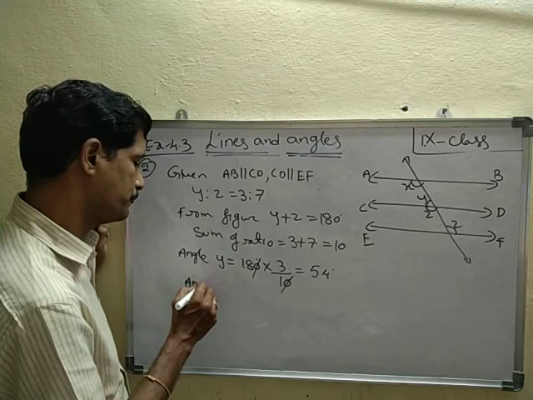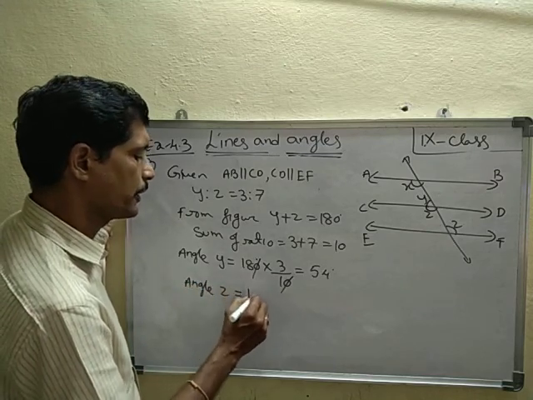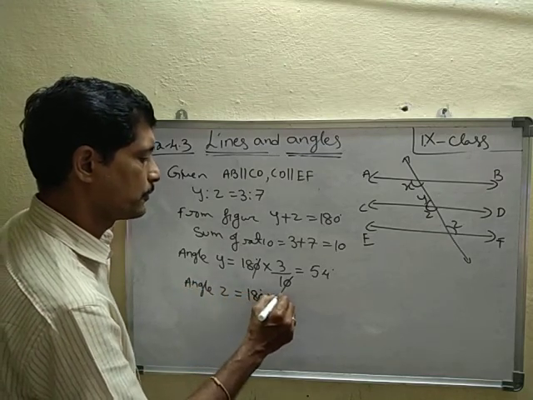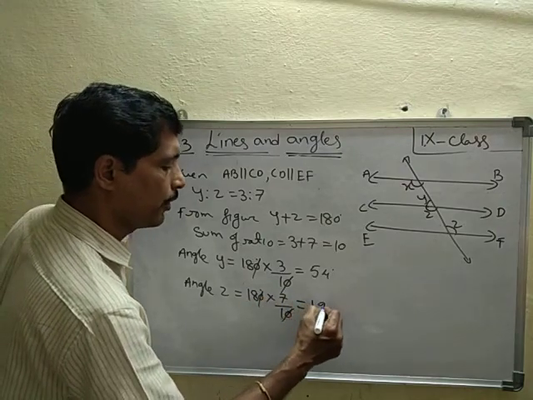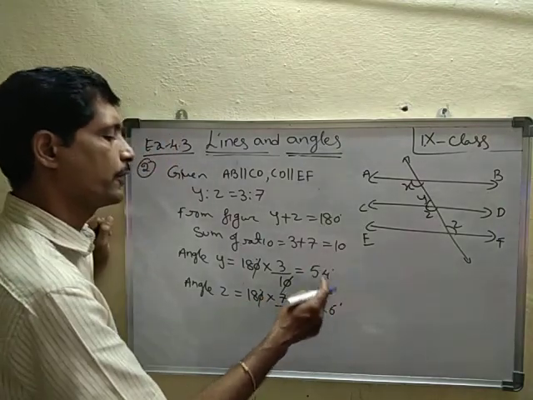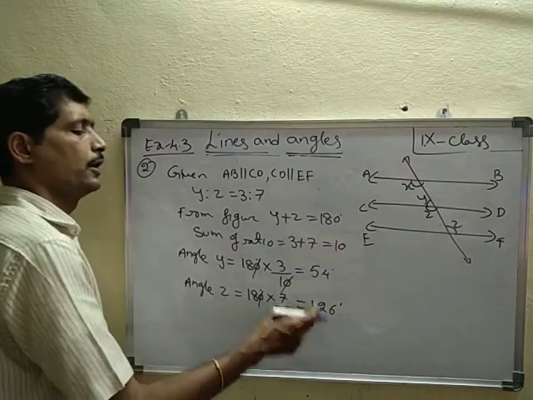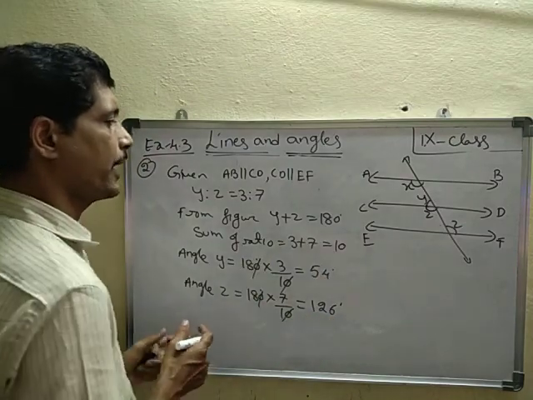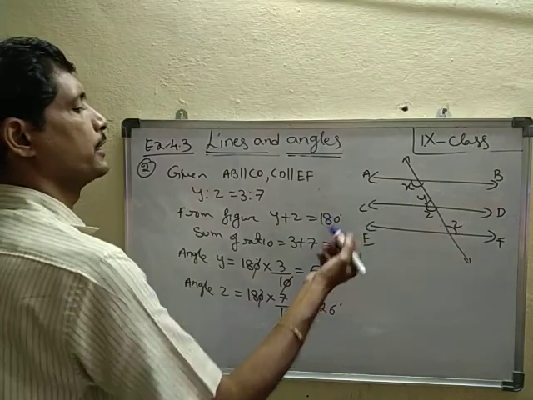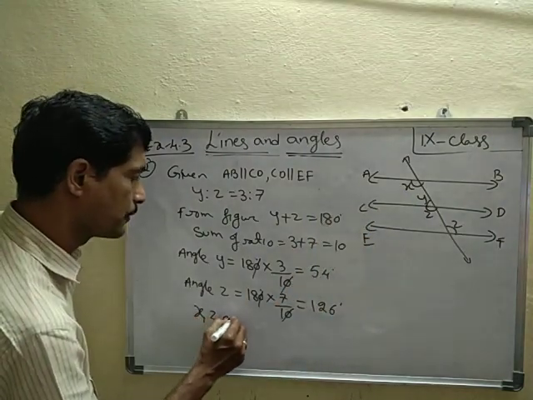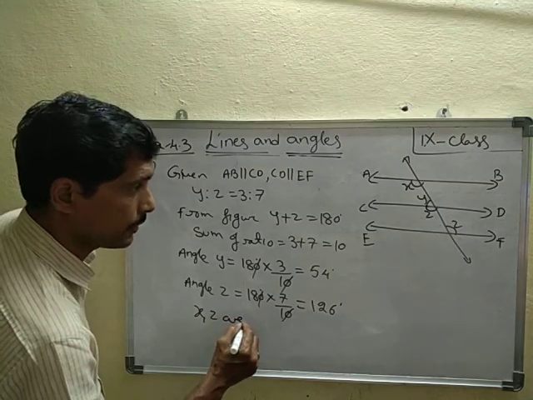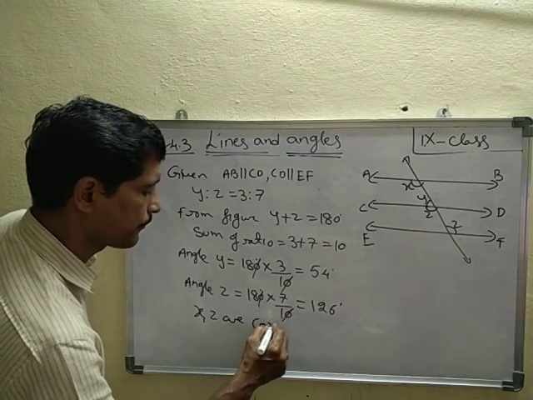Angle z equals 180 into 7 by 10. The zeros get cancelled. 18 times 7 is 126 degrees. 54 plus 126 is 180 degrees. Next we are asked, here x and z are both corresponding angles.